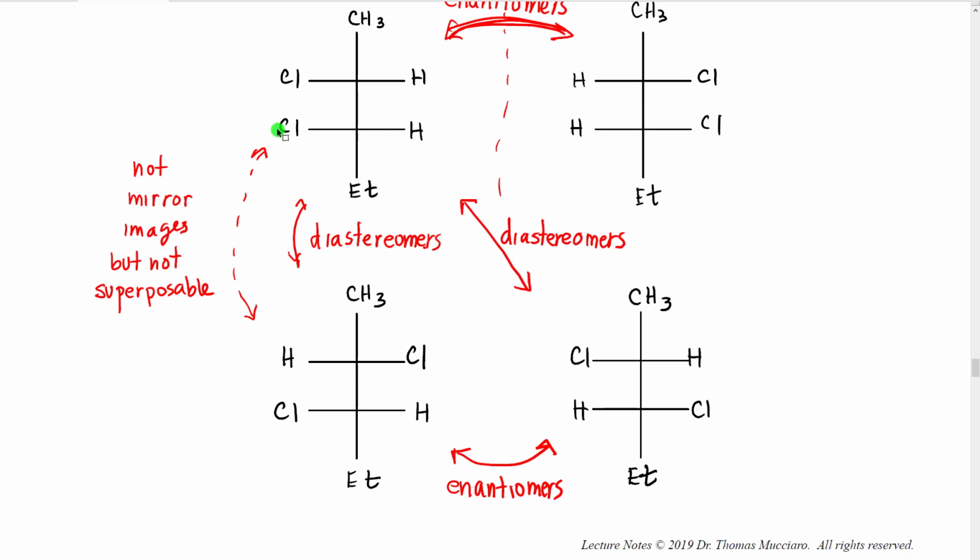Similarly, we could exchange the groups on only the bottom chirality center. That would look like this, and the top chirality center would stay the same. And once again, these would not be mirror images, however, they would also not be superposable. So these would be another pair of diastereomers.